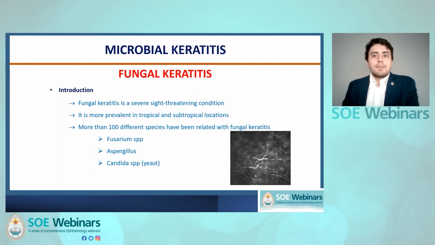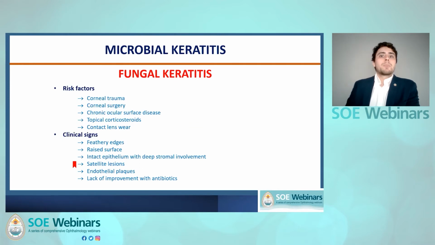Regarding fungal keratitis, we have to know that this is an important cause of blindness, being more frequent in tropical and subtropical areas. It's mainly related to plant trauma in these locations. However, in our population, it's more related with the prolonged use of ocular corticosteroids or in contact lens wearers. We know all the risk factors about fungal keratitis and the clinical signs.